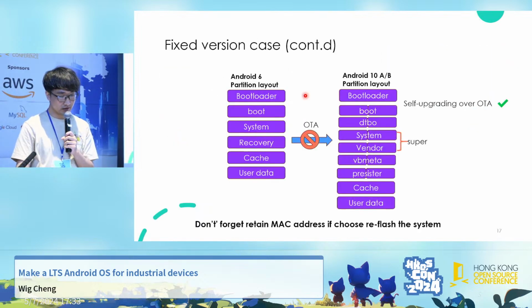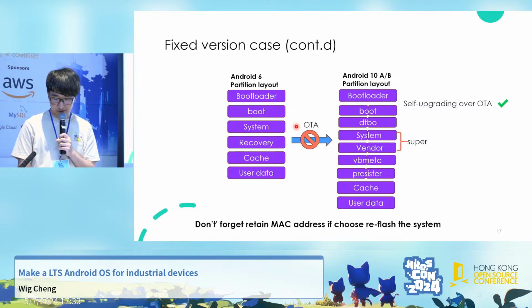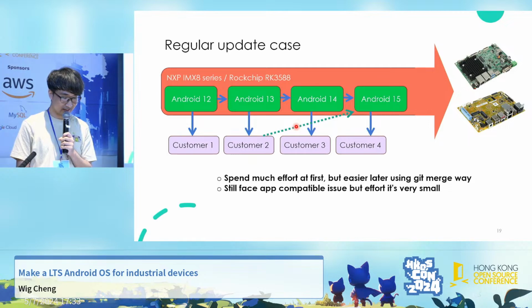Back to our previous case. In this case, actually we have a solution to figure it out. If you change the Android 10 partition layout to the Android 6 one, it will update over OTA. But it will take so much effort.